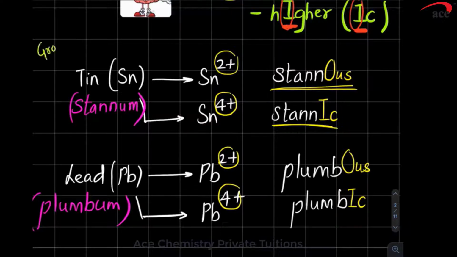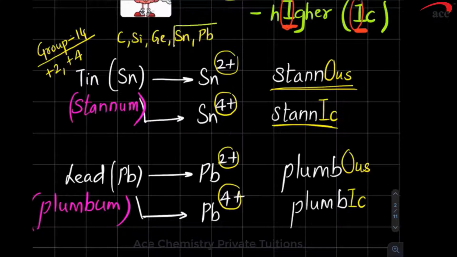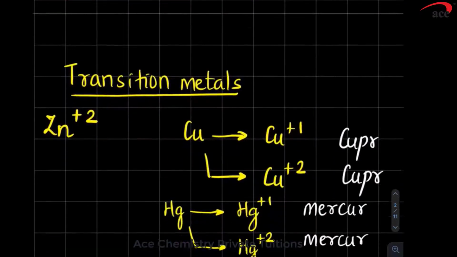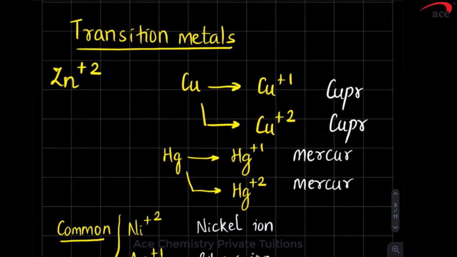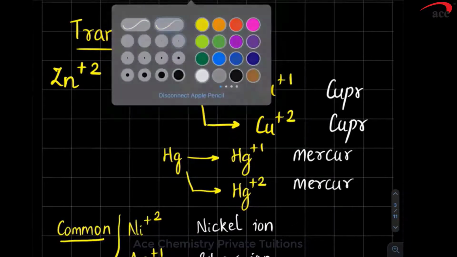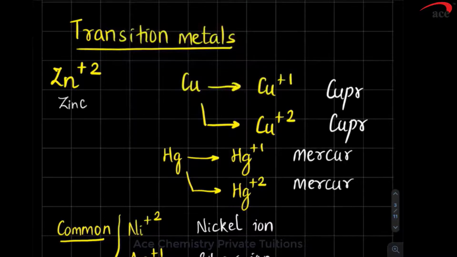Group 14 elements are carbon, silicon, germanium, tin, and lead, of which tin and lead have these popular charges of +2 and +4. Most transition metals have variable valency. Very few examples have a fixed valency, like zinc, which has a fixed valency of +2.